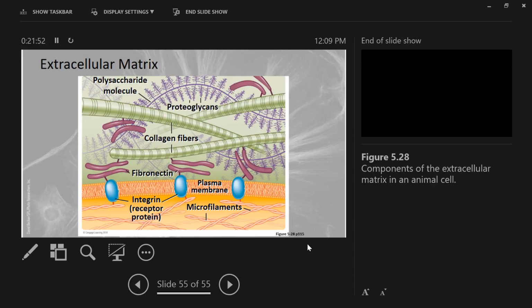And then here's your extracellular matrix. It's just a compilation of glycoproteins forming this sticky material, sticking the cell in place. All right? Any questions on this material before we transition to our quiz?